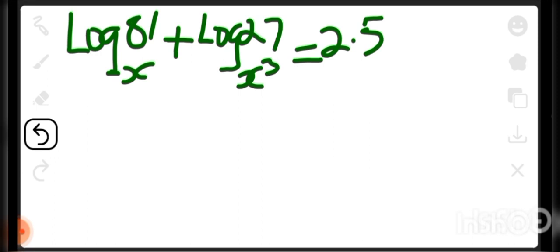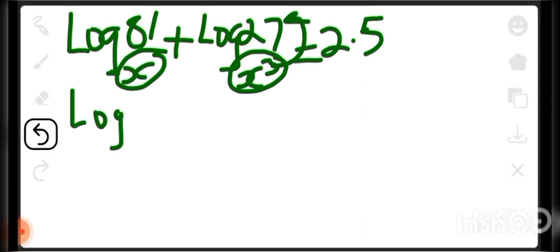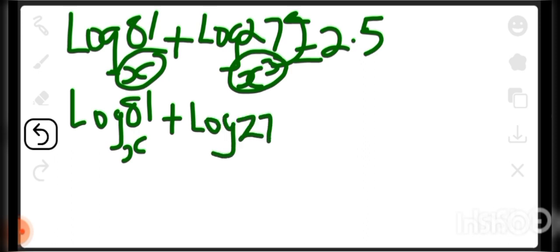Now, the first thing, remember what we did. This is x. We are going to remove this 3 and put it here to become the power. So I'm going to have log 81 to base x plus log 27. We want to move this power to this place, so the 3 will change to 1 over 3. You take the reciprocal, then x will now be free, then equal to 2.5.